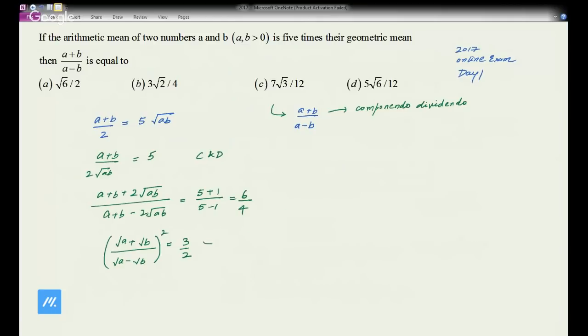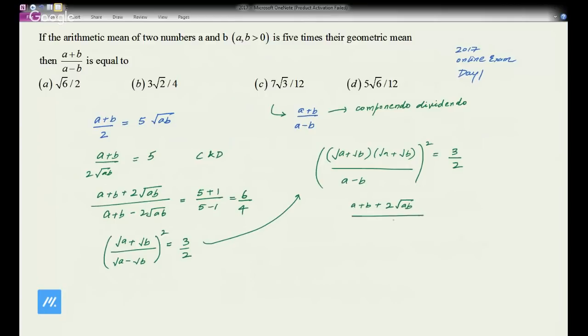Okay. So what will happen here now? Let's see. How you are going to solve this is, I can rationalize inside. I can say root A plus root B, divided by root A minus root B. This will become A minus B. Any problems till now? This is 3 by 2. And this will become root A plus root B whole square. So this will be A plus B plus. Got it, guys?